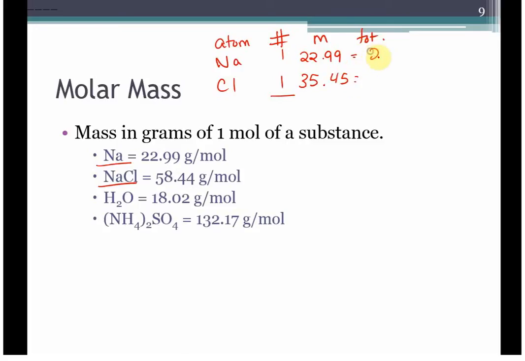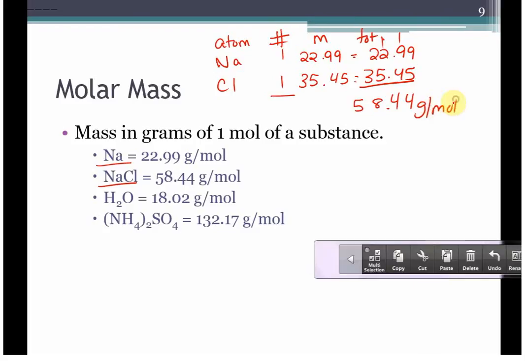So the total mass from sodium here is 22.99. The total mass of chlorine is 1 times 35.45. And then you can just add these together to get 58.44 grams per mole for sodium chloride.